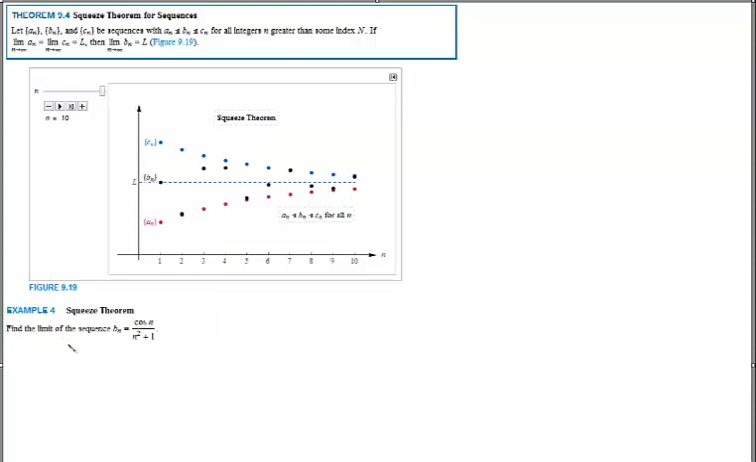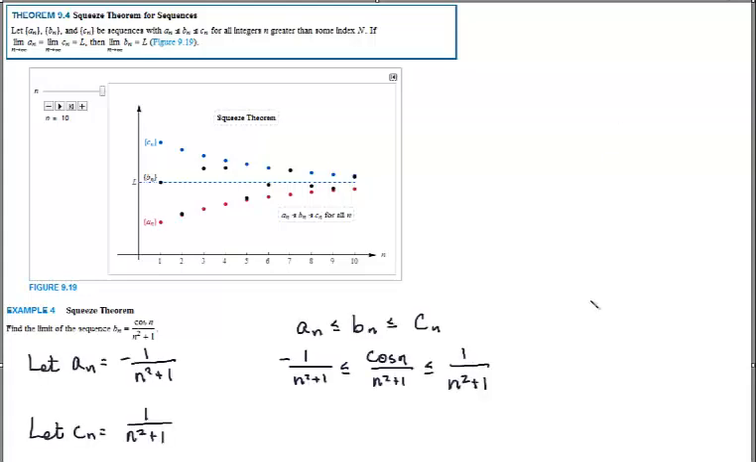So we're looking at example 4. We've got a sequence of numbers that follow this formula here, cosine n over n squared plus 1. We're going to need to think of a sequence that's always above it and a sequence that's always below it, and those two sequences need to go to the same limit. If we can think of two such sequences, then by the squeeze theorem we know what the limit of this b sub n is. So we're going to come up with a sequence A and a sequence C.